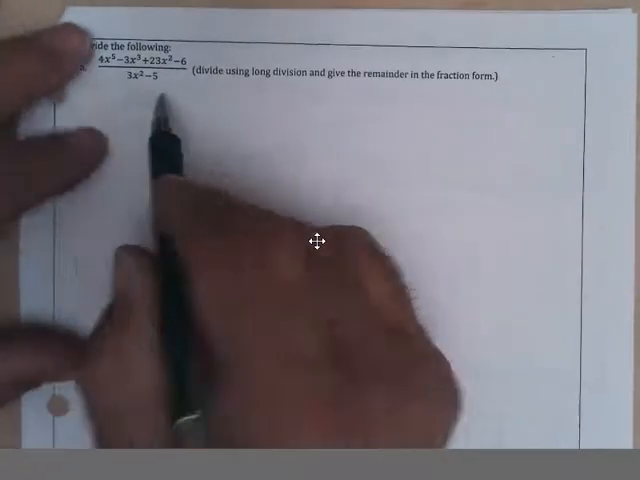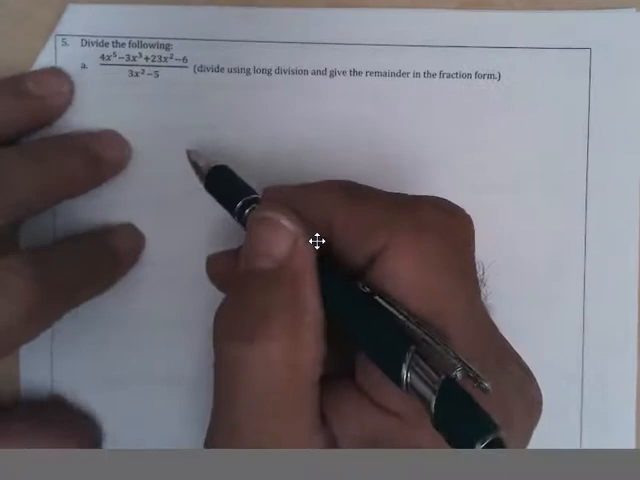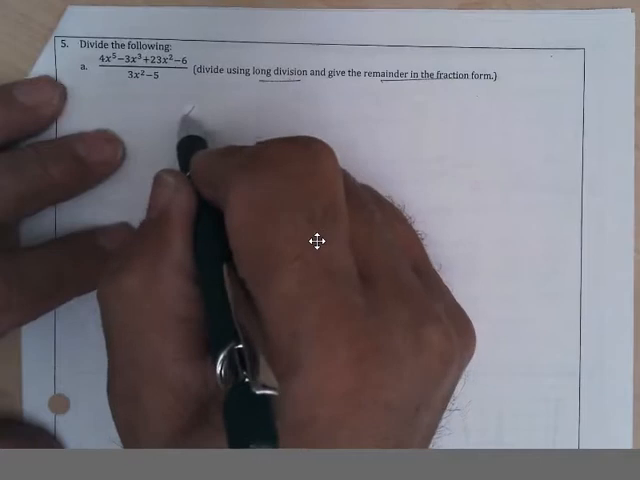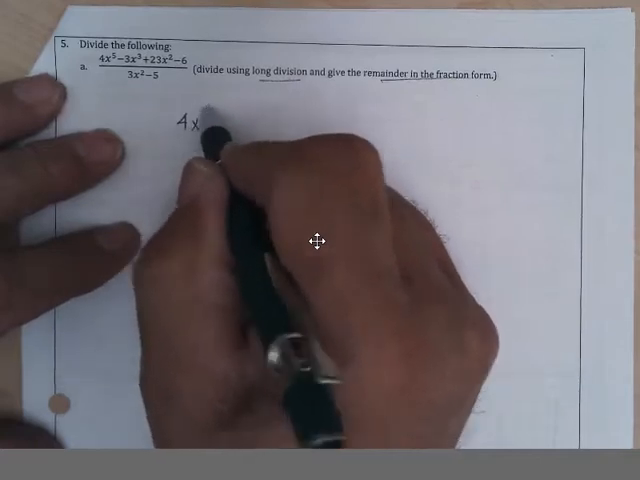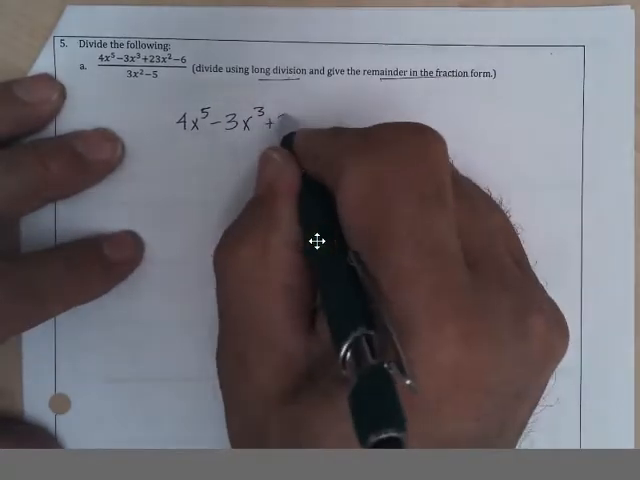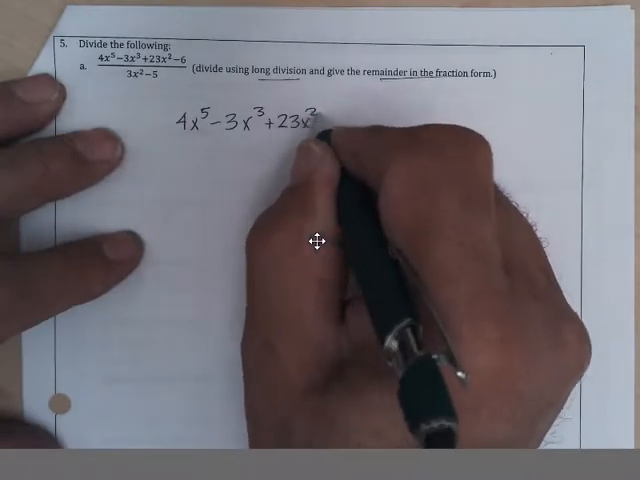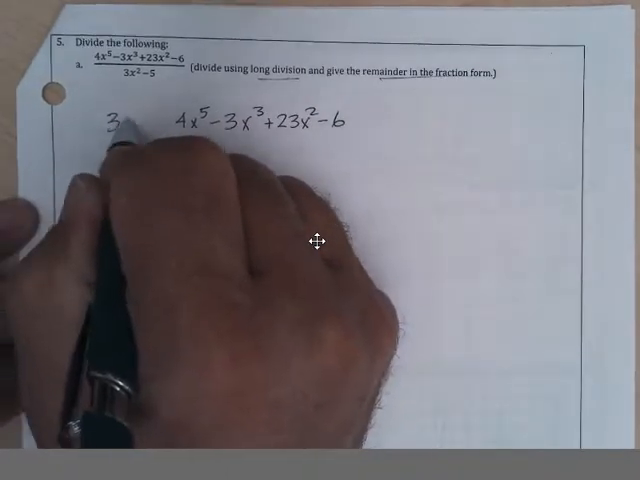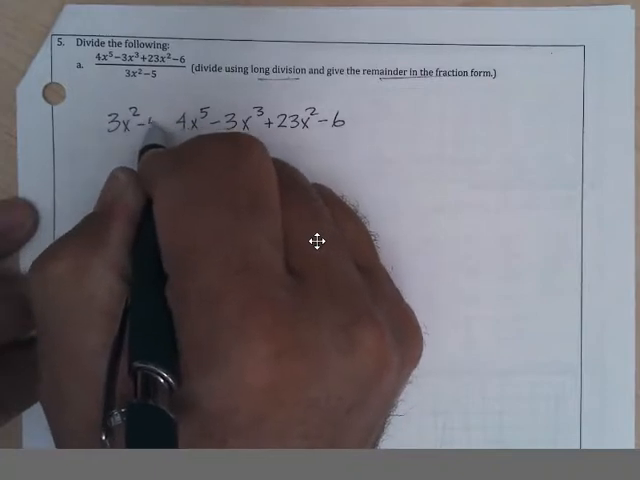Page 3. Since this has got a squared, we can't do synthetic division, so we have to do long division and write the remainder in fraction form. So I got 4x to the 5 minus 3x cubed plus 23x squared minus 6 divided by 3x squared minus 5.